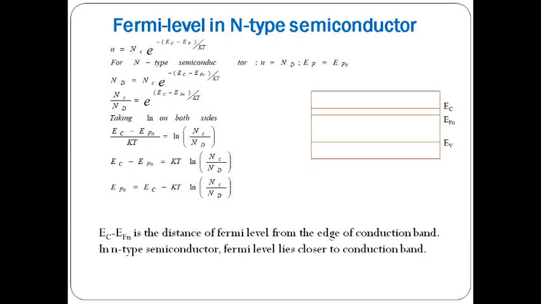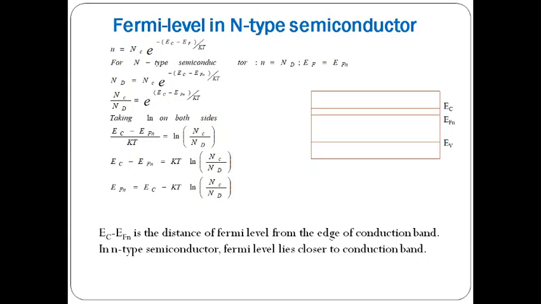By writing the Nc minus Nd, we can write e power of Ec minus Efn by kT. Taking the logarithm on both sides, we can write Ec minus Efn by kT equals ln Nc by Nd. So Ec minus Efn equals kT ln Nc by Nd. From that we can write the Fermi level of n-type semiconductor, Efn equals Ec minus kT ln Nc by Nd. Here Ec minus Efn is the distance of the Fermi level from the edge of the conduction band.